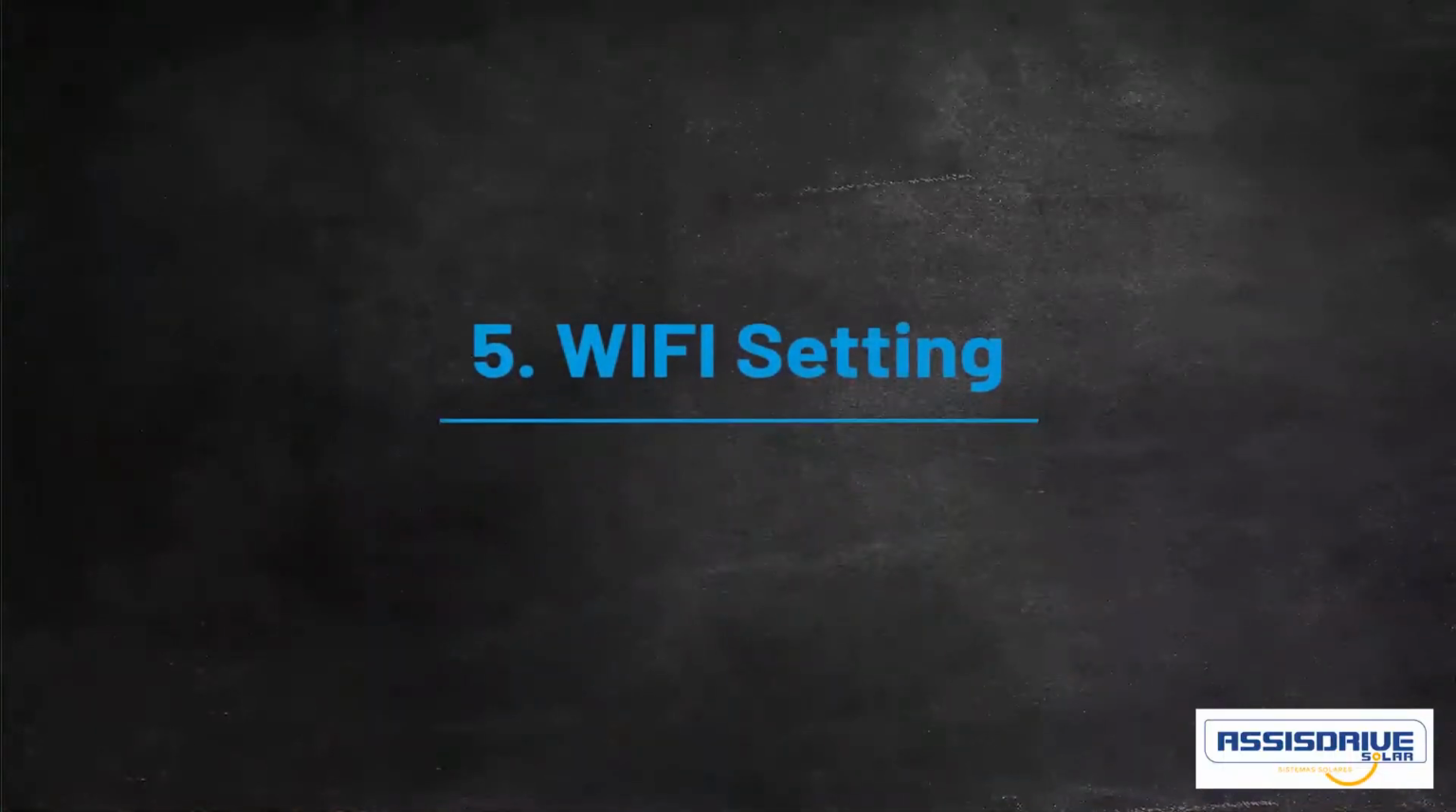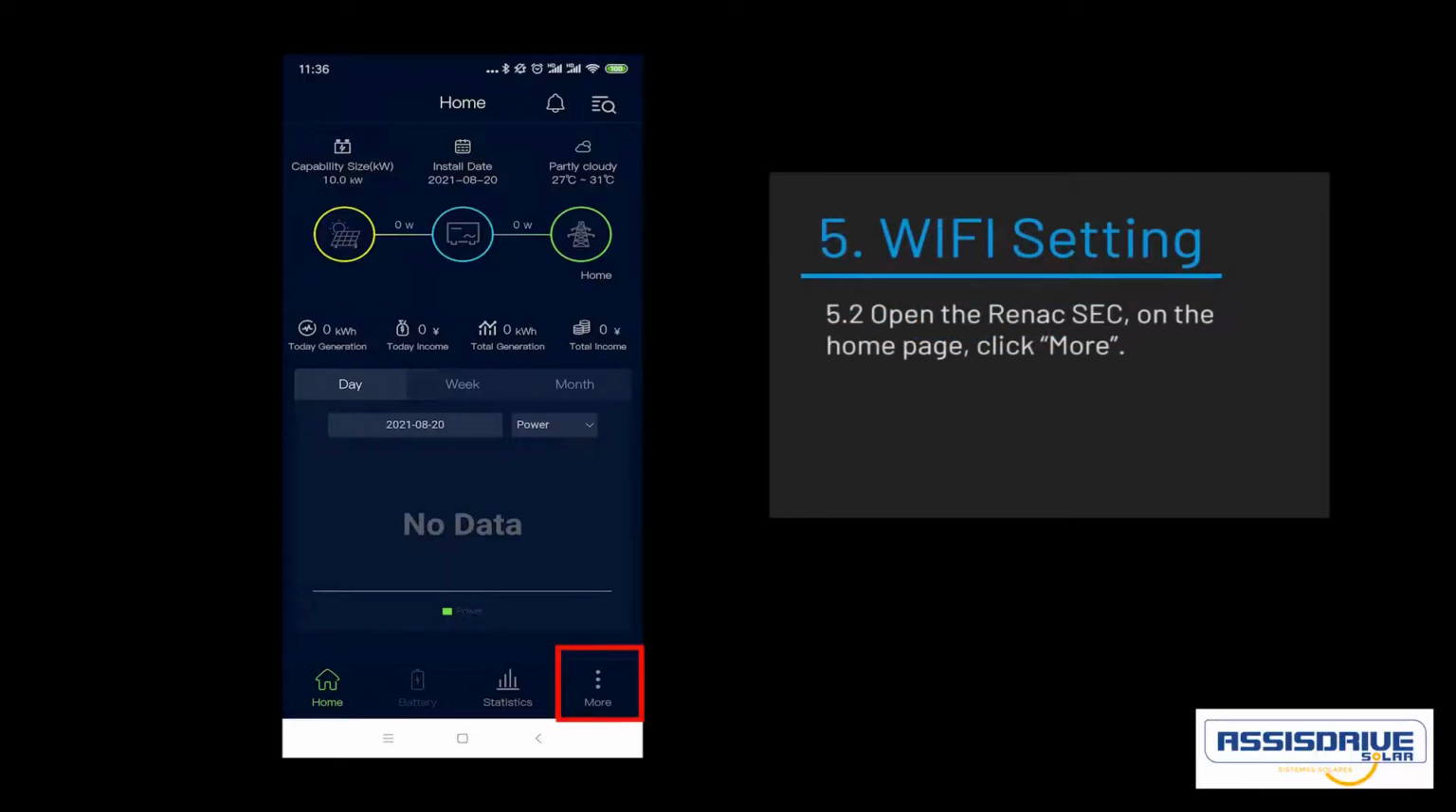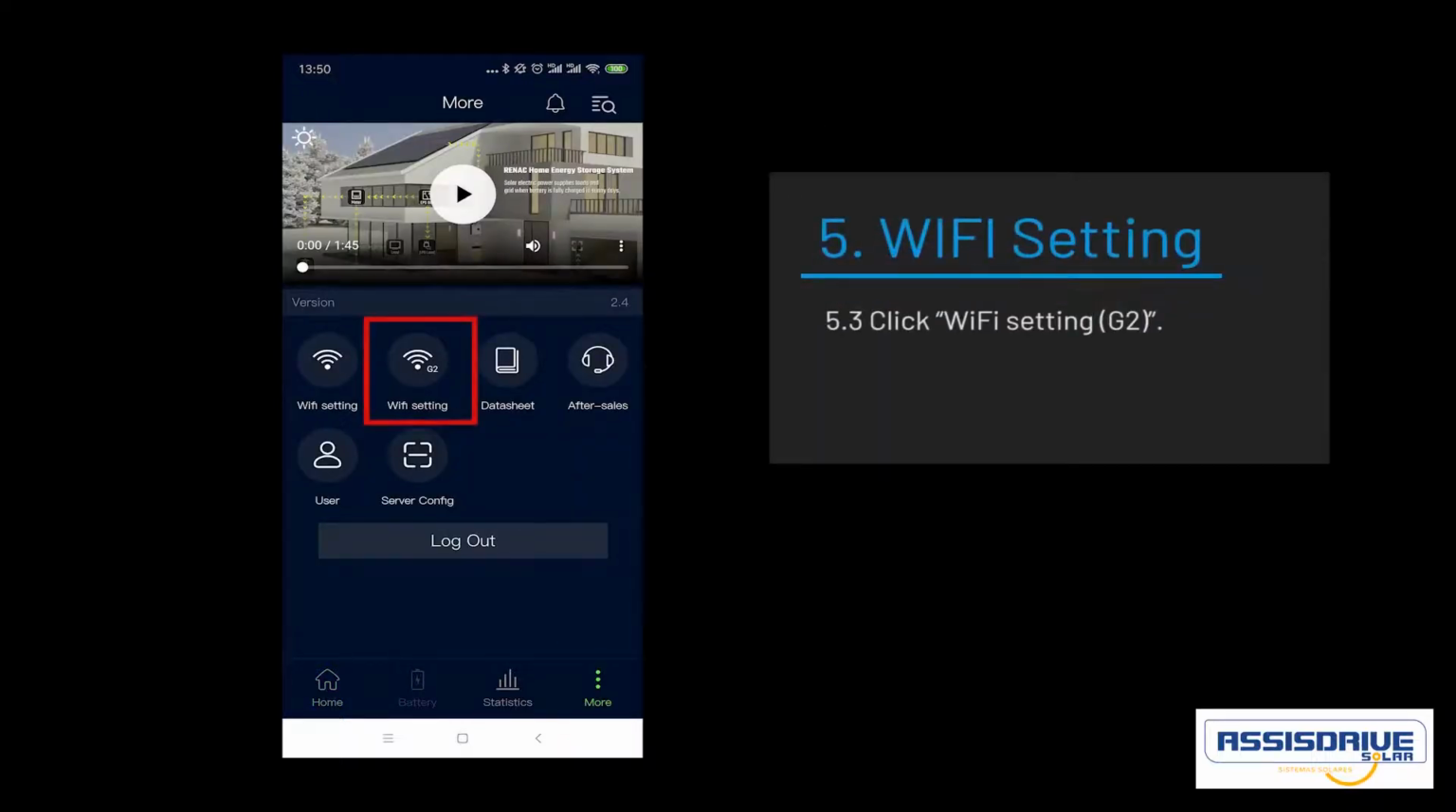Step 5. Wi-Fi setting. Connect your mobile phone to the Wi-Fi of your home router, which the ST-WIFI-G2 module will be connected. Open the RENAC SEC. On the home page, click More. Click Wi-Fi setting, G2.